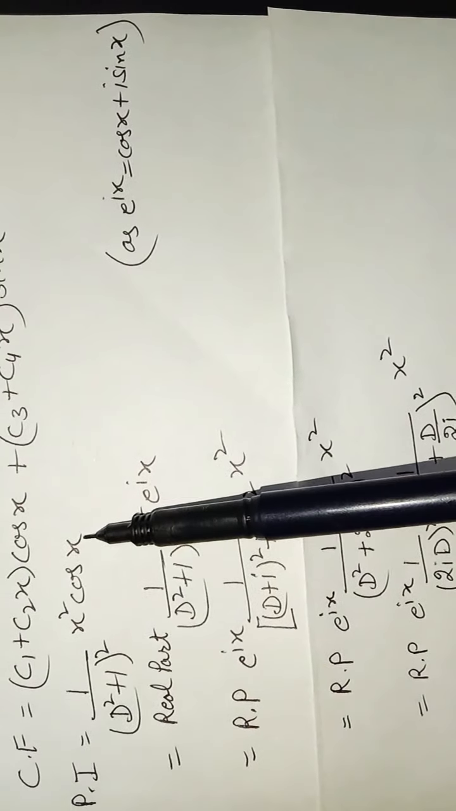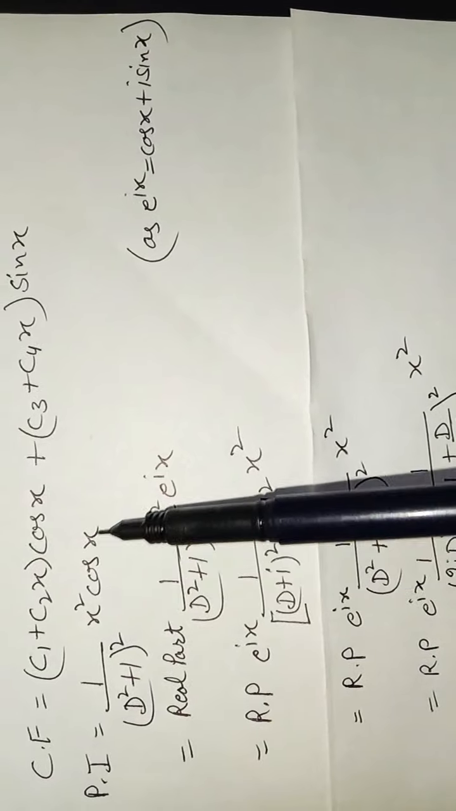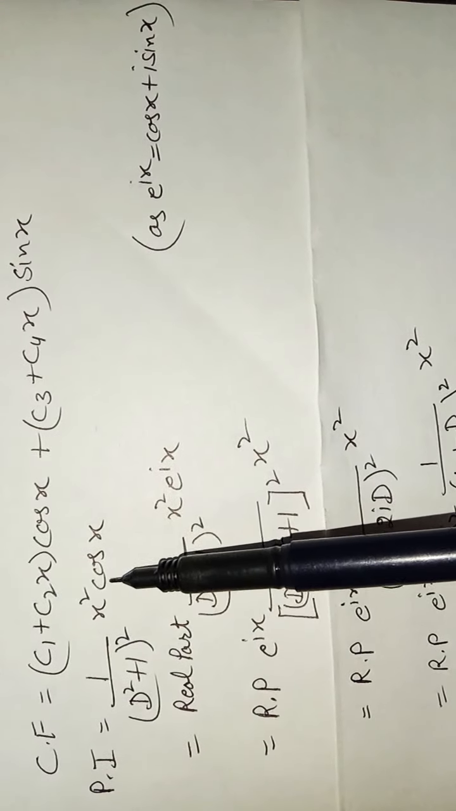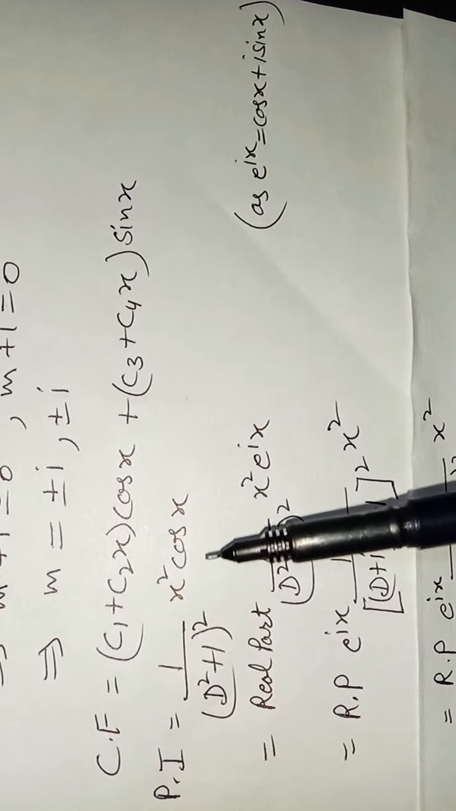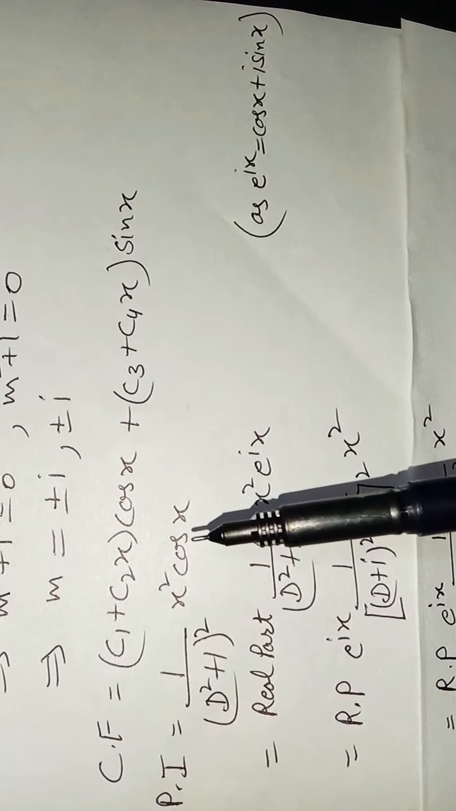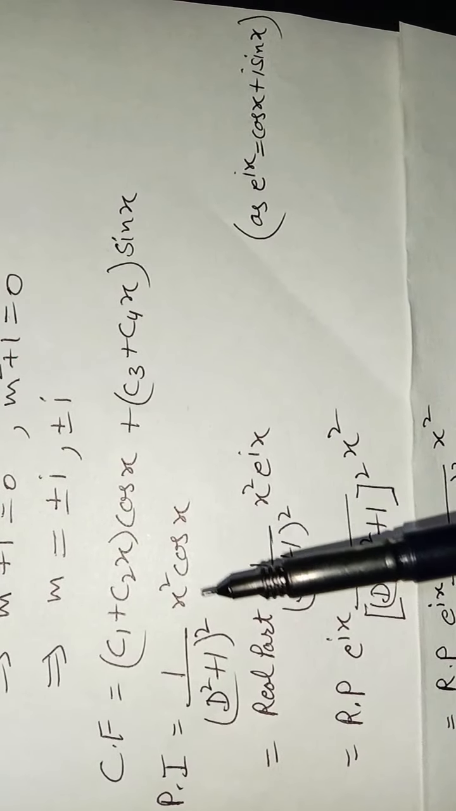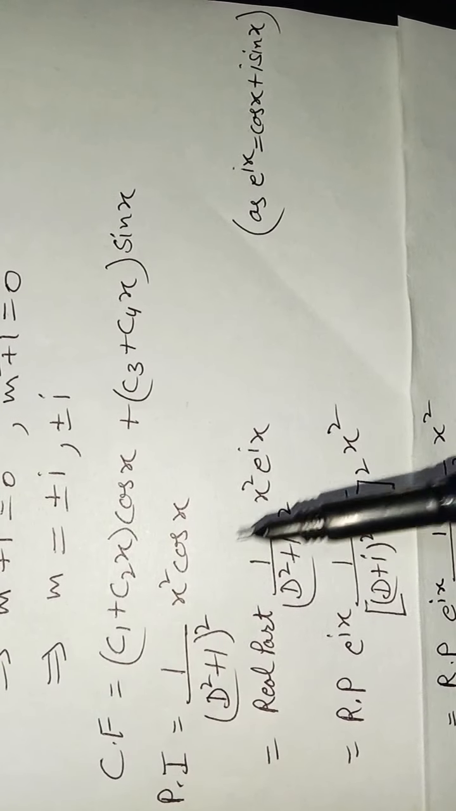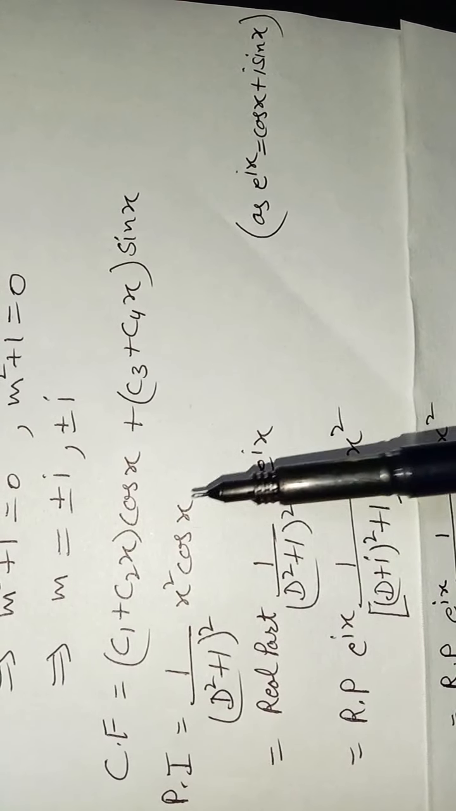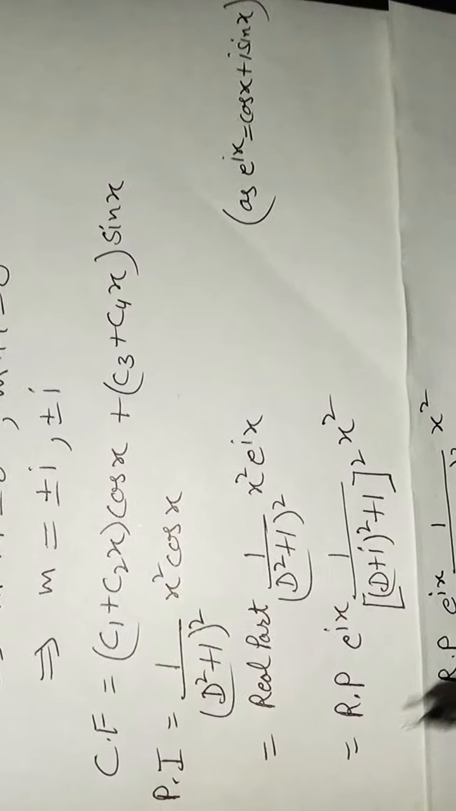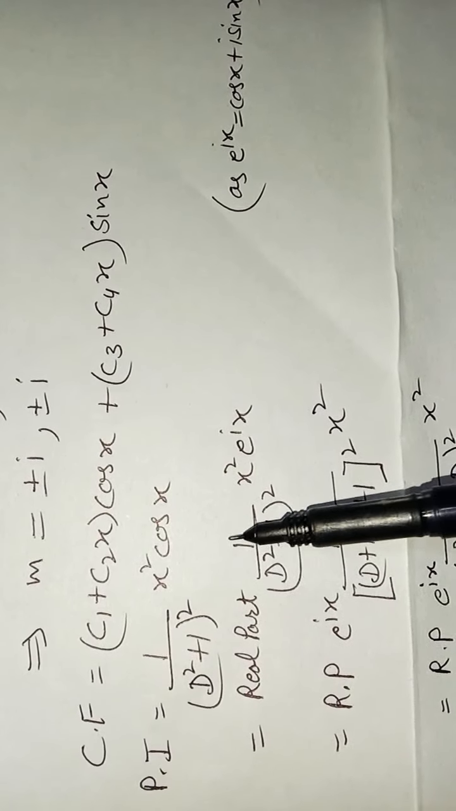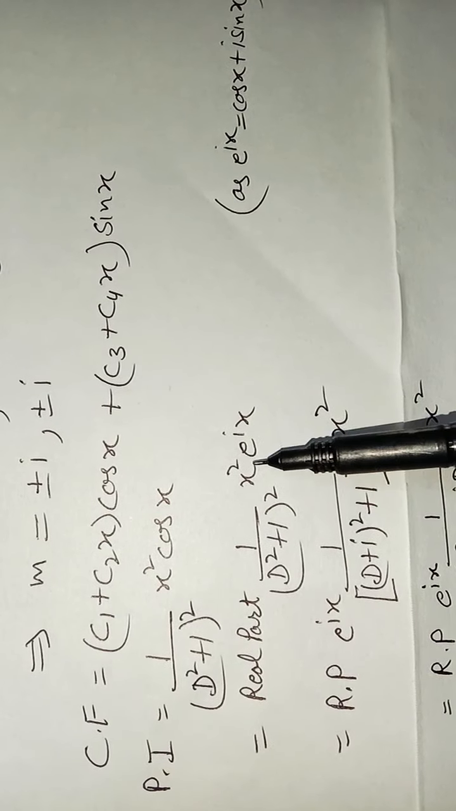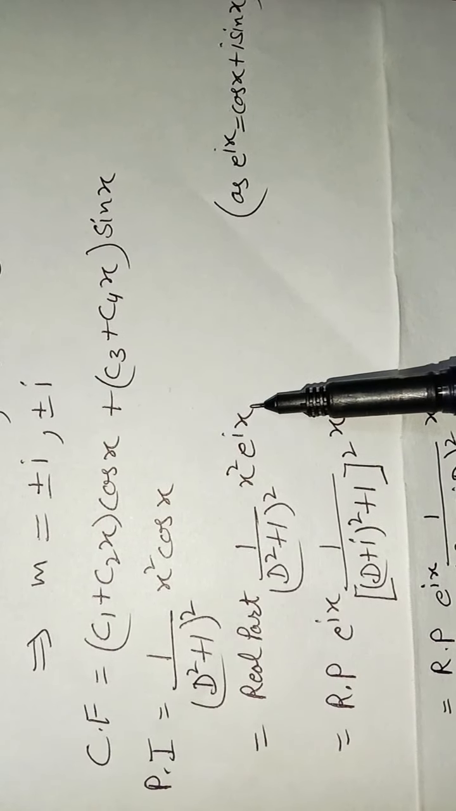If in place of cos x, sin x is there, then we write the imaginary part of x squared e raised to the power iota x. But cos x is there, so we need only the real part of 1 over D squared plus 1 whole square, x squared e raised to the power iota x.